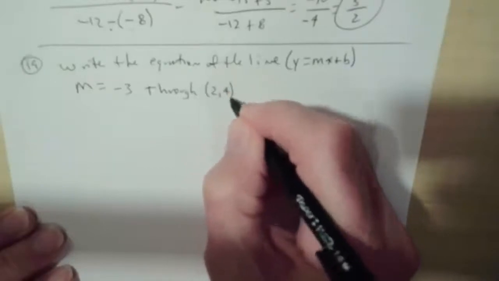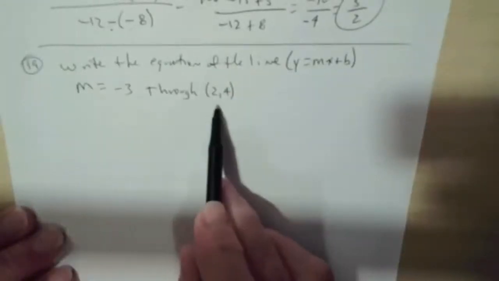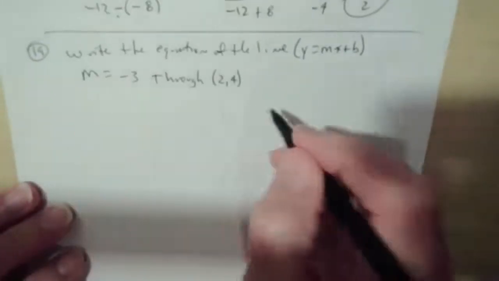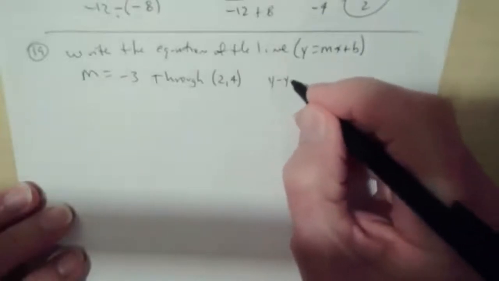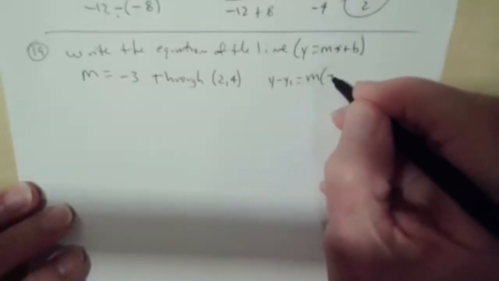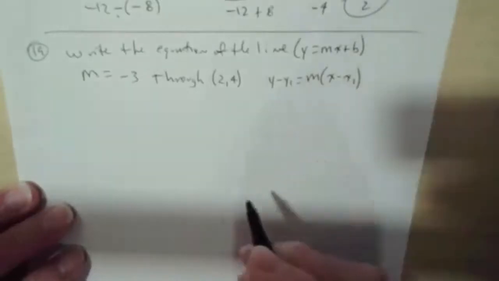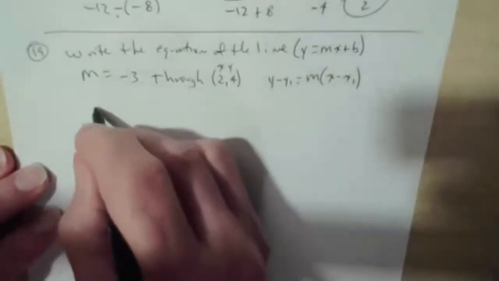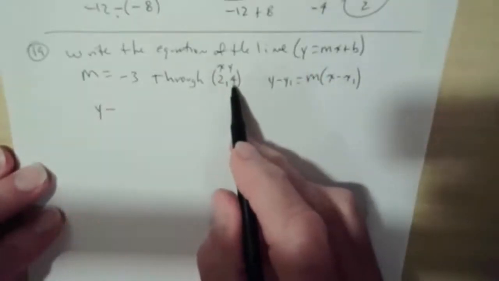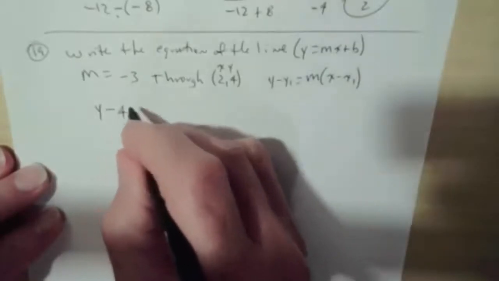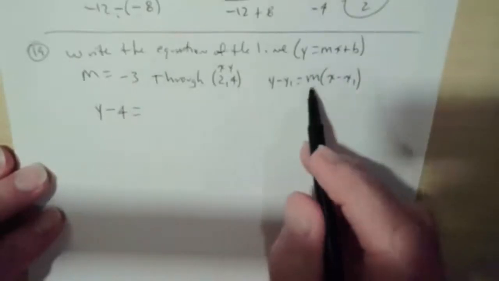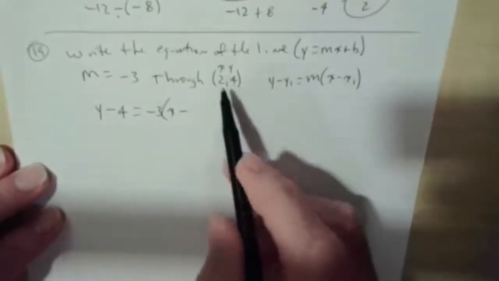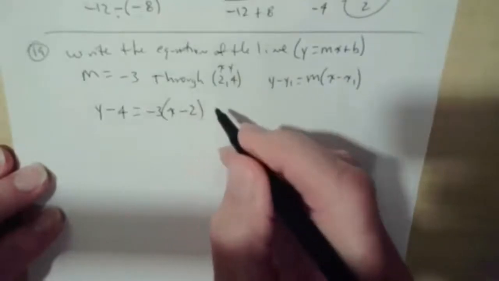Now, what are we given here? We're given a point and the slope, so oddly enough, we're going to use point slope, which is y minus y1 equals m open x minus x1. Okay, so remember x and y. So we have y minus y1 is 4 equals m, which is -3, open x minus 2.